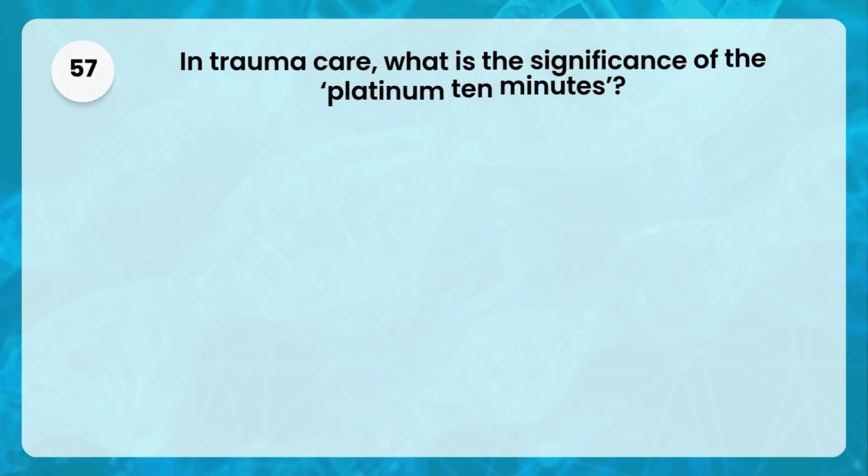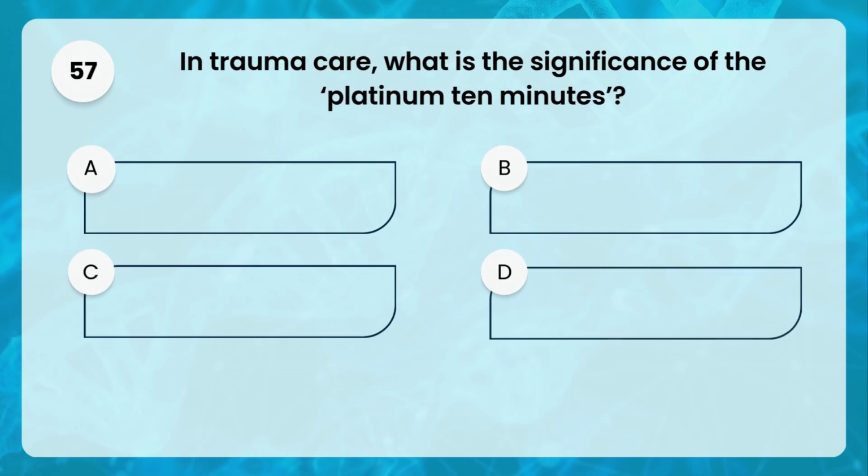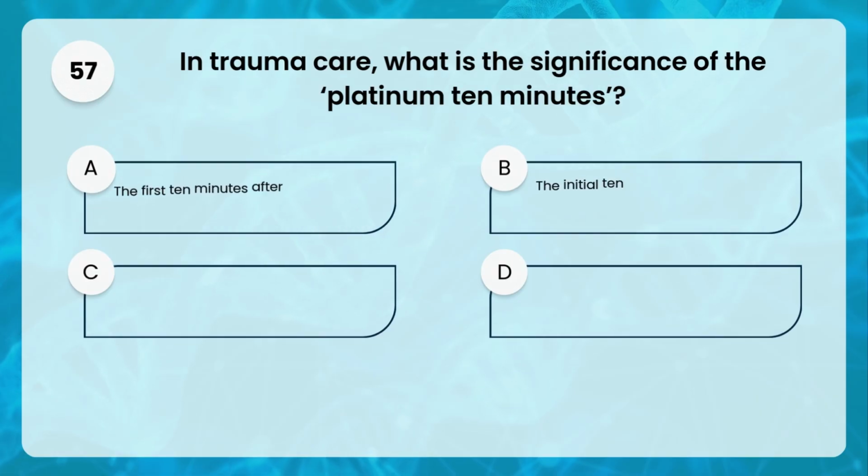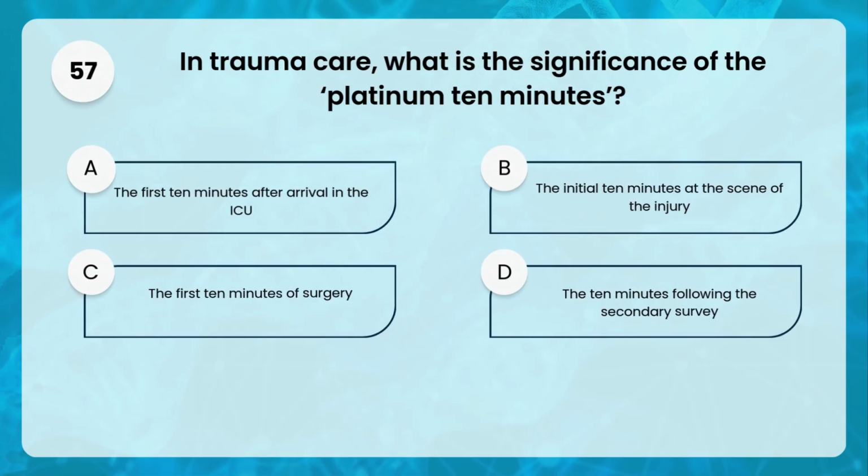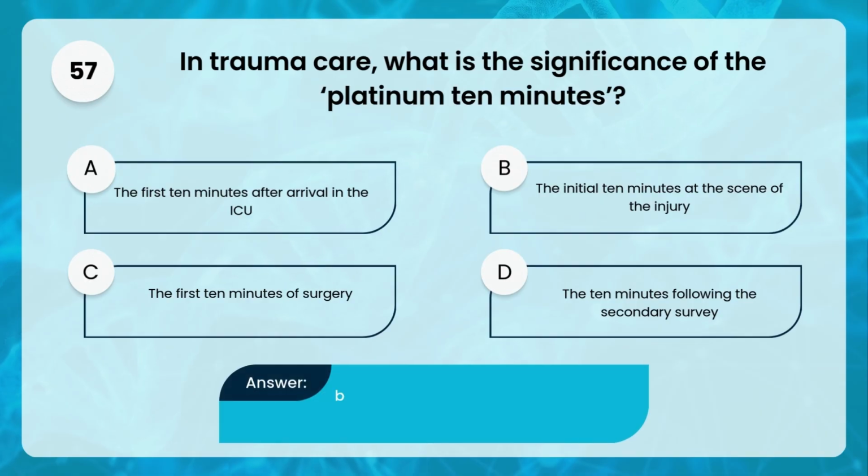57. In trauma care, what is the significance of the platinum 10 minutes? A. The first 10 minutes after arrival in the ICU. B. The initial 10 minutes at the scene of the injury. C. The first 10 minutes of surgery. Or D. The 10 minutes following the secondary survey. The answer is B. The initial 10 minutes at the scene of the injury.